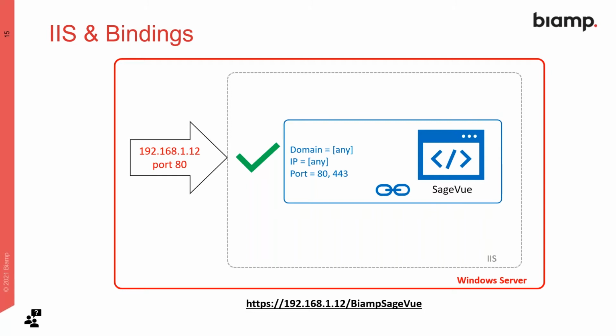And of course, here we're showing an example with accessing it via the IP address. If you want to access it via a friendlier URL, there's going to need to be some sort of a DNS configuration involved externally as well.